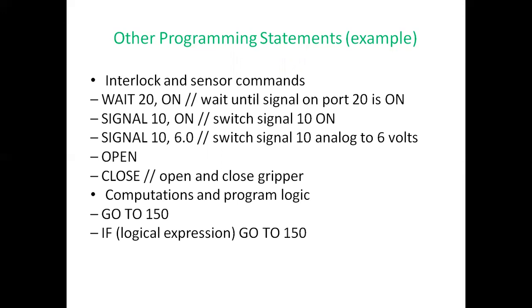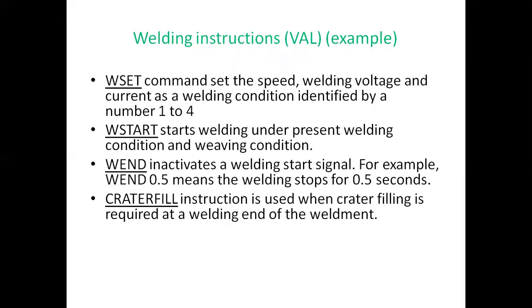So 6.0 will be representing switch the signal to 6 volts. Then we'll have open and close to the port. So if conditions come, we have to go to the next level. Okay, the next instructions which are to be the welding instructions, we'll have a wset command, wstart command, wend command, and create a fill command.